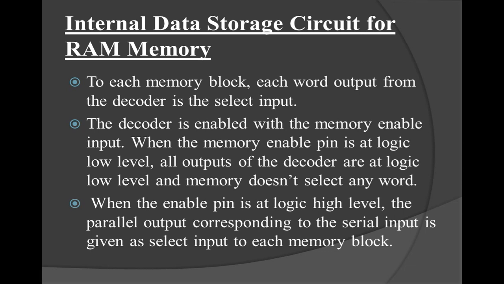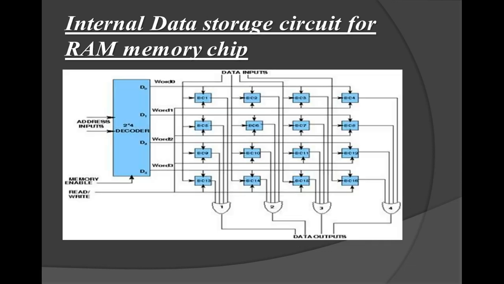For the memory block, each word output is applied from the decoder as the select input. In this diagram, we take a 2 by 4 decoder. For this 2 by 4 decoder, there are the input address lines, one is the memory enable line, and the second is the read or write line. Here you can see the words 0, 1, 2, 3 are applied to the data inputs.